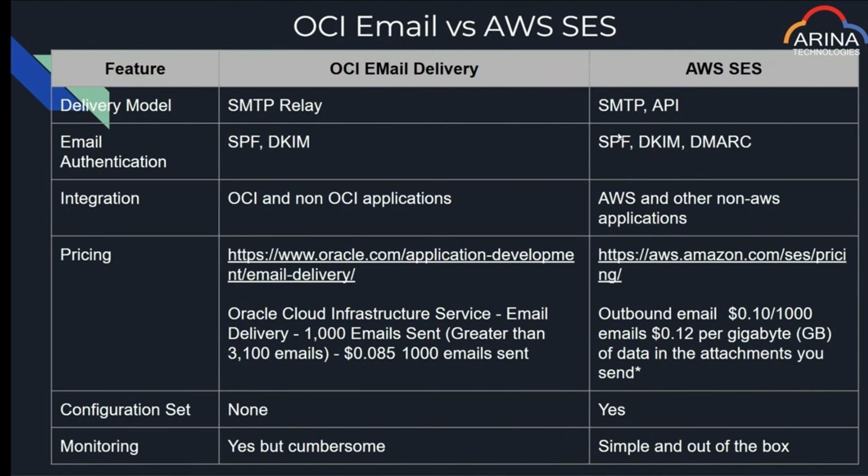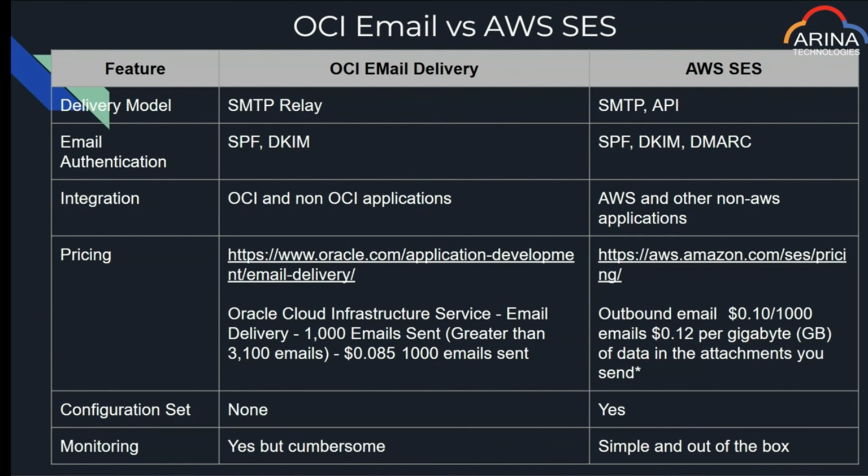Integration works with OCI and non-OCI applications, because it doesn't mean that you need to have your application hosted on OCI. You could use a third-party library, be it in Azure Functions or any other cloud or from on-prem, and use the API capabilities to send your emails. Similarly, SES as well, you can use it within AWS services or non-AWS applications.